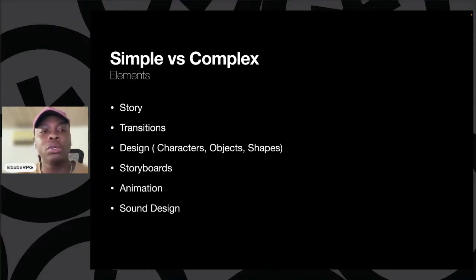Some of the elements you could consider for a simple versus complex situation are things like story. The story you're trying to tell: is it a very complex story, or a very simple story to understand? Transitions: would you want to do a match cut, like Andrew showed us in his workshop, or a very dynamic transition where you're going through object design? Then characters and object shapes: do you want very simple characters, or very complex characters? In the next frame, I'll go over some of the criteria you should consider before you decide between simple versus complex.